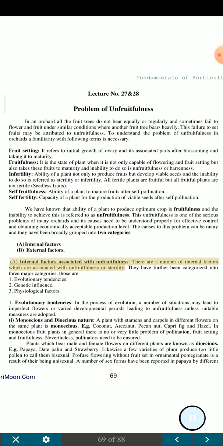A. Internal factors associated with unfruitfulness. There are a number of internal factors which are associated with unfruitfulness or sterility. They have further been categorized into three major categories. Those are 1. Evolutionary tendencies. 2. Genetic influence. 3. Physiological factors.